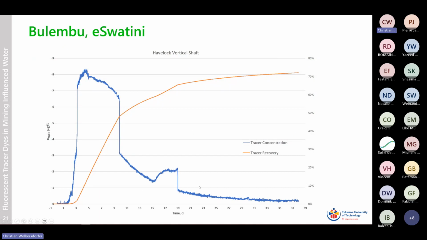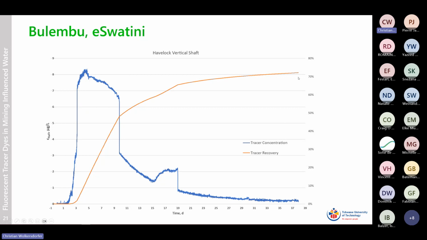This is the breakthrough curve, and it's a very interesting breakthrough curve. The blue is the concentration for the sodium fluorescein. You see up to 8 micrograms per liter. Then there's a steep decline here, which we don't know yet where that comes from. But what we clearly can see is that there must be two flow paths, flow path 1, flow path 2. The real reasons we don't know yet, as Elke indicated, you don't always have precise mine plans.